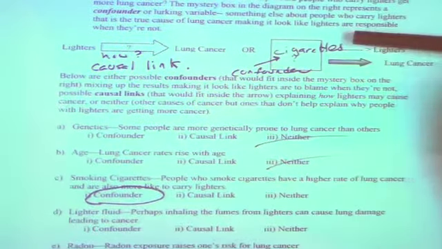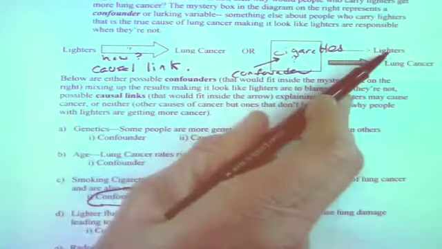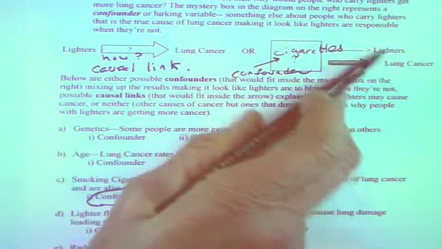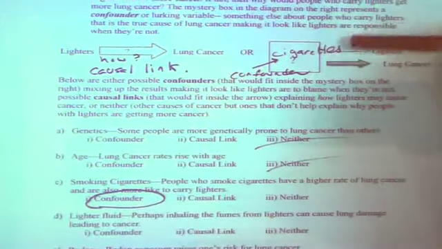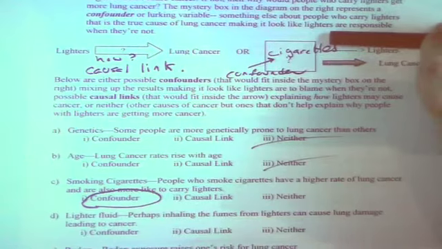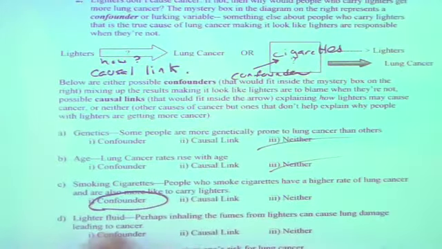Maybe we could get rid of the lighters. Maybe it has nothing to do with it. The lighters, this arrow, or you could put it here, could be completely broken. It has nothing to do with it. Get rid of these. The lighters are just a marker for people who carry cigarettes. They have nothing to do with lung cancer. That's one possibility.